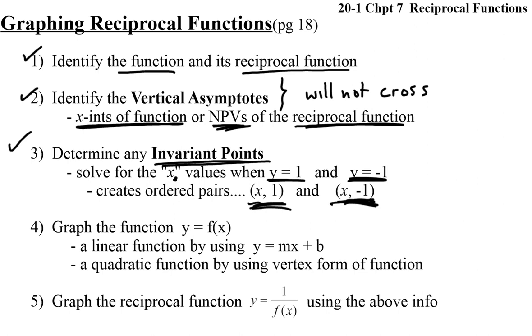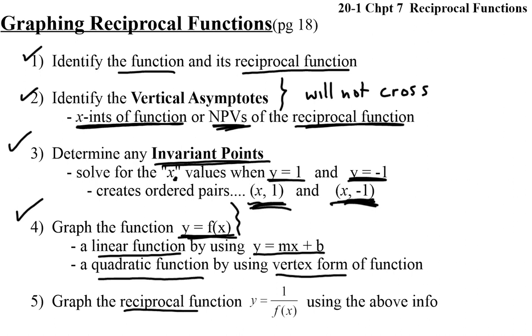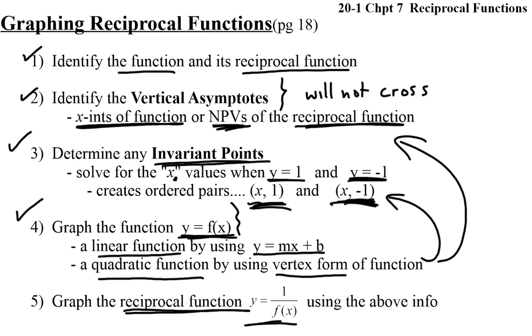The fourth thing is to graph the original function, if it asks for it. If it's linear, we can use y equals mx plus b. If it's a quadratic, the vertex form. Stuff you've seen in the past. That graphs the original function, but then we can graph the reciprocal function by using all of the above information to compare. It all ties together.